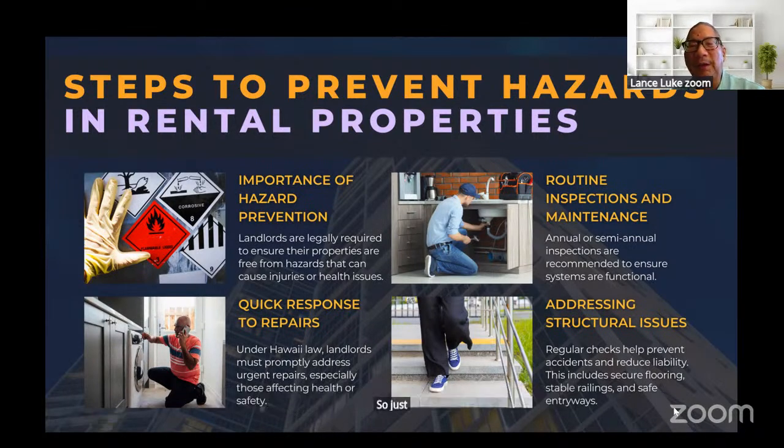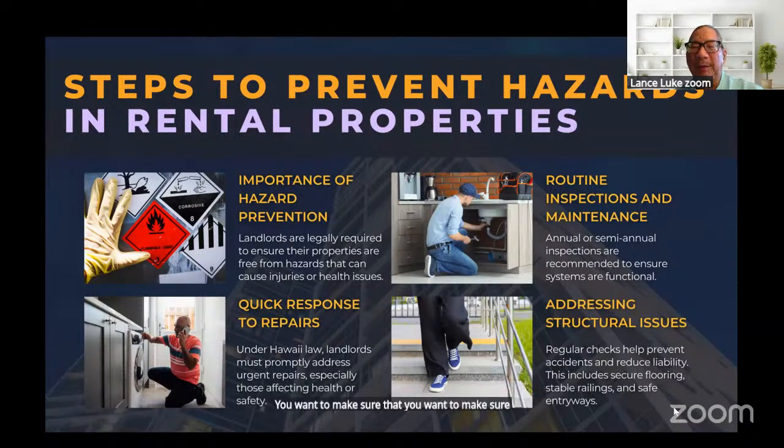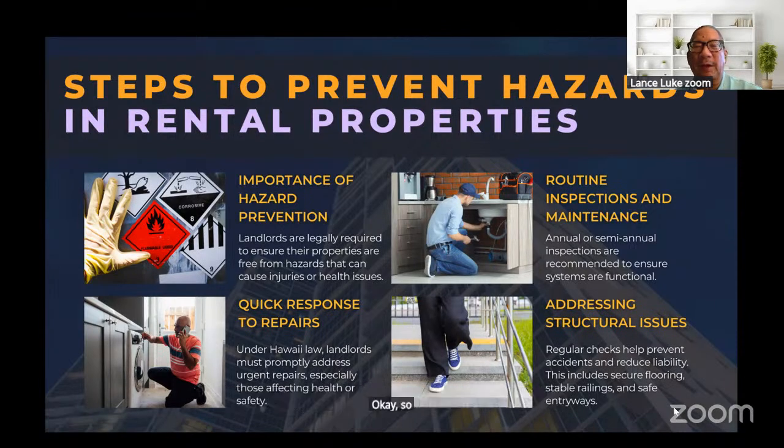Okay, routine inspections and maintenance. As a landlord or property manager, you want to be sure that you don't just rent the house out or rent the property out and you don't check it for years and years, right? You want to make sure that maybe every 6 months or every year you do an inspection, you fill out a report, and you send it to the property owner. Okay, so he knows you're on top of it.